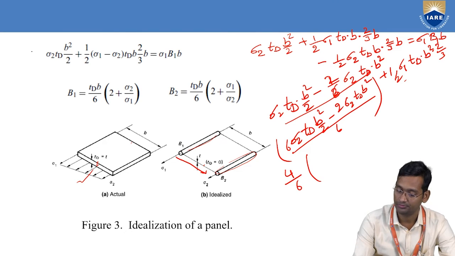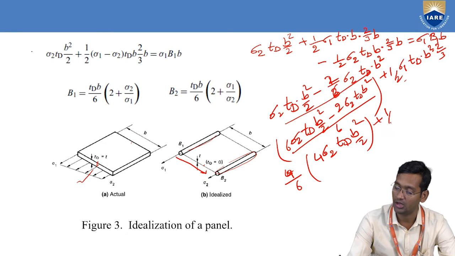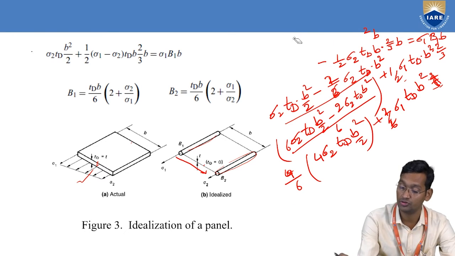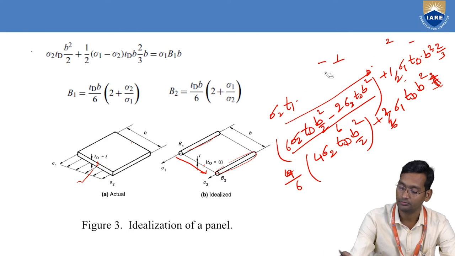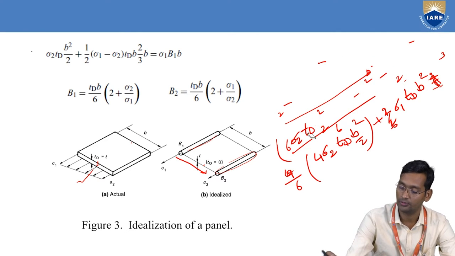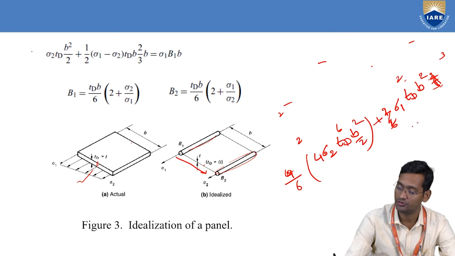Okay, then what? So 4 sigma 2 TD B square by 2 plus, now I'm writing this term, half sigma 1 TD B square into 2 by 3. So this 2 by 3 and this 2 by 3, that becomes 2 by 6. Take 1 by 6 common, and that is equals to sigma 1 B1 and B.